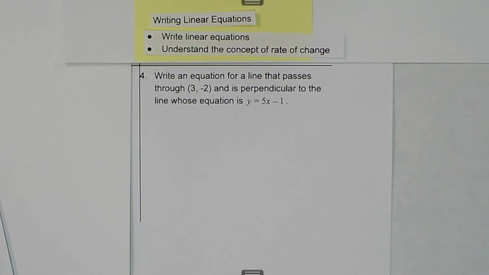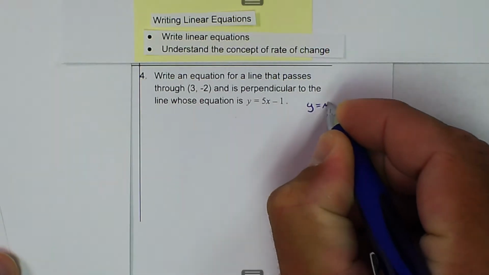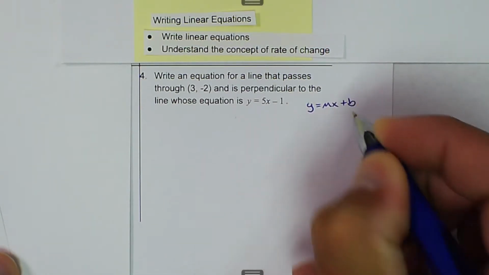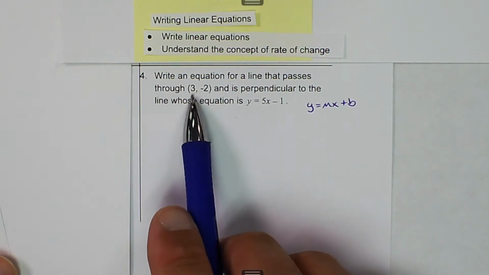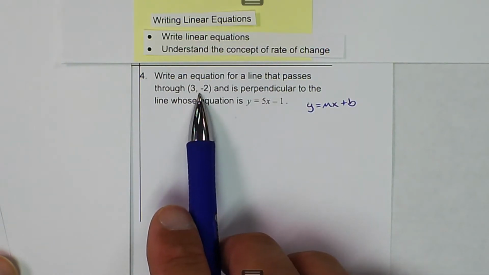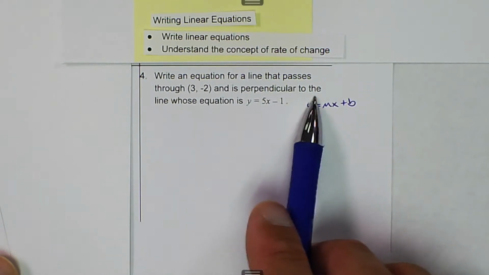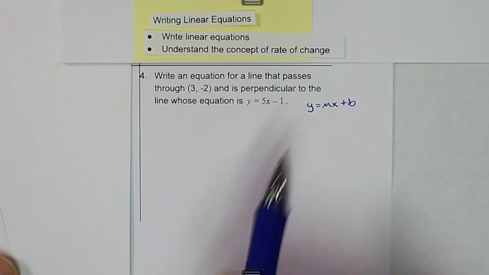We were talking about writing linear equations, and we want to take given information and change it into a linear form. I like writing equations in the form y equals mx plus b, which is slope-intercept form. In this case, we're given a point. So write an equation that passes through the point (3, -2) and is perpendicular to the line whose equation is y equals 5x minus 1.